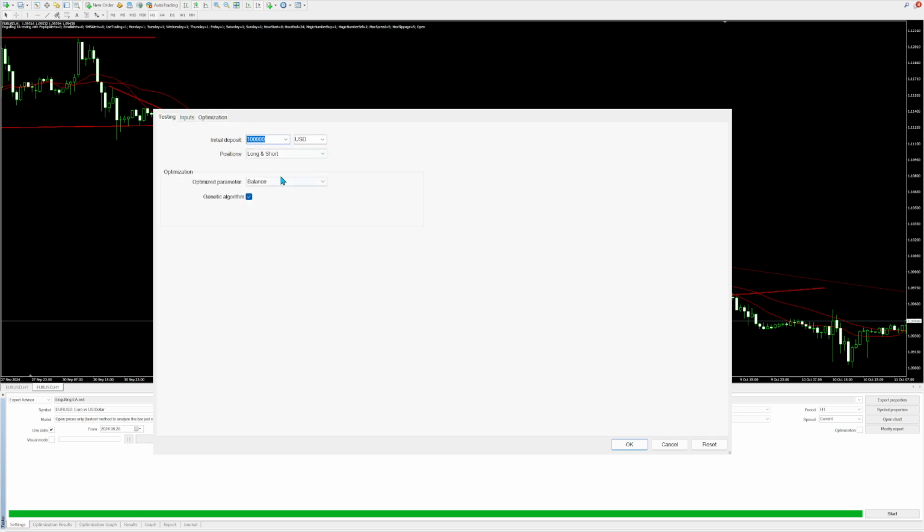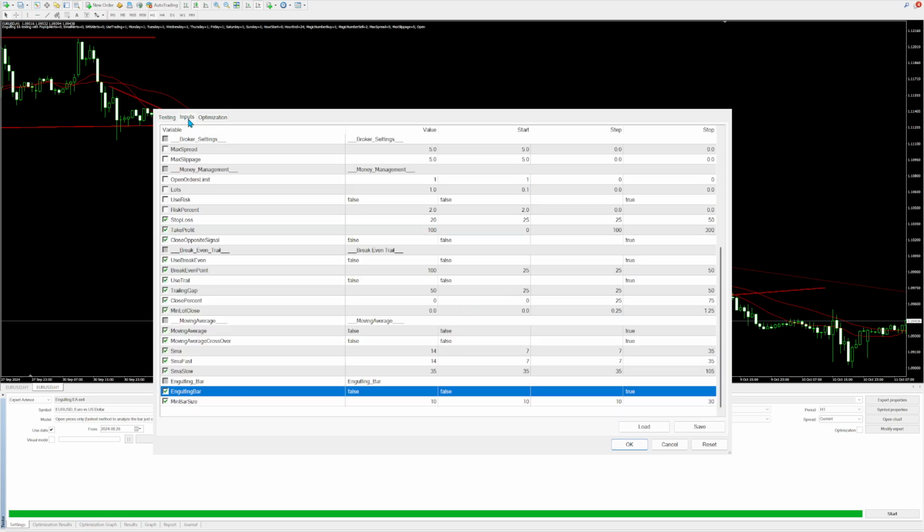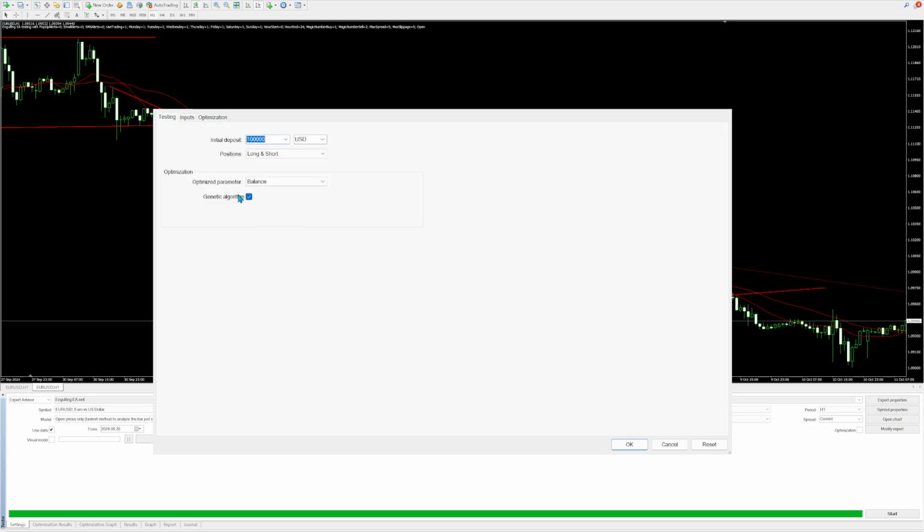And the testing tab here, got the genetic algorithm thing. If you have this selected, the EA will just discard combinations of settings that the strategy tester doesn't feel will produce good results, which just makes testing a lot faster, depending on your computer and the amount of settings that you are optimizing. But if you want to check it, it will do every possible combination, which can take a long time.